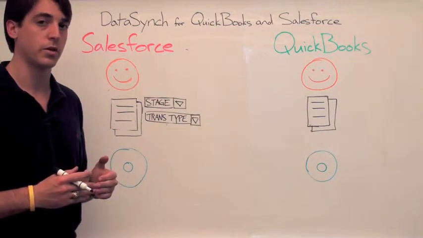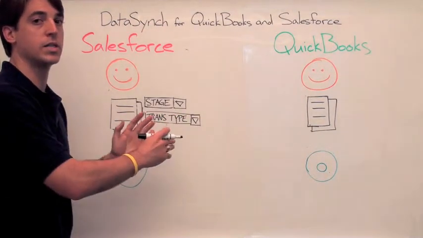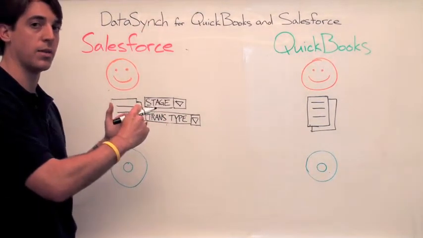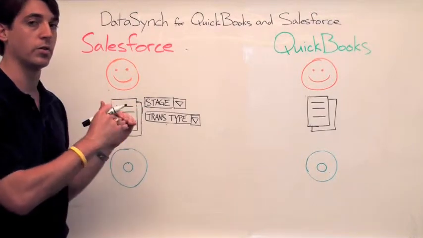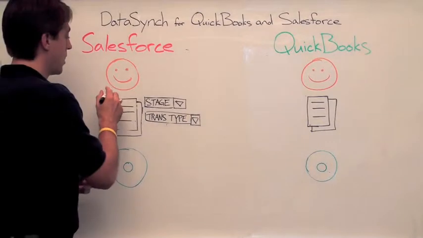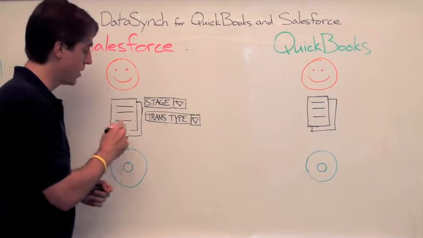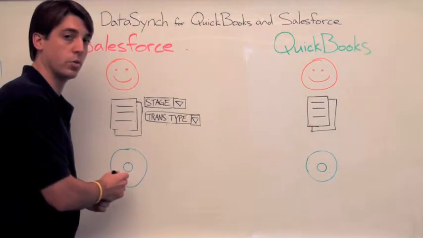We do have a field comparison guide. We don't sync everything in these objects. We sync a subset of the information in these objects. So do check the field comparison guide. In Salesforce, we sync accounts, closed won opportunities, and products from the products module.